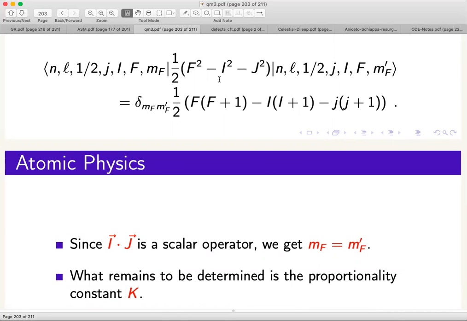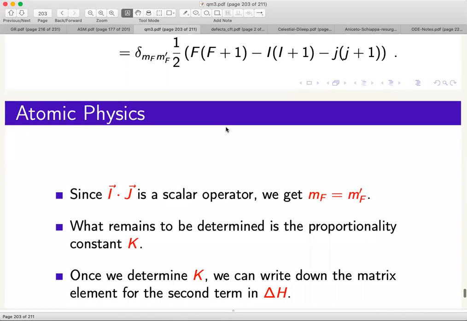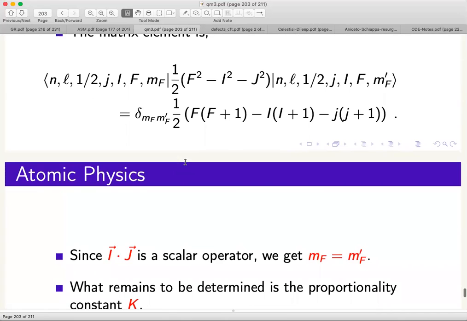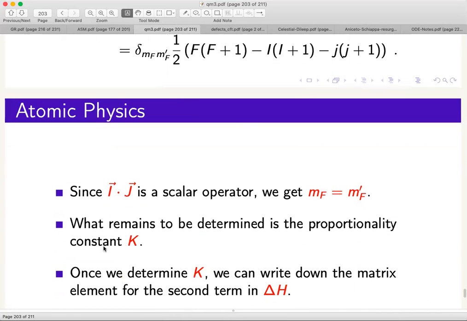There are four or five different ways of explaining the same stuff. So what we have done is we have determined I dot G in terms of I dot J, because we know exactly what its dependence is on the total angular momentum, nuclear, and the electronic angular momentum. The only thing that we have not done so far is determining what K is. Once you determine K, then our job is done, because you can plug that back into the Hamiltonian and find the expression for delta H. We know how it would act on a particular angular momentum state.